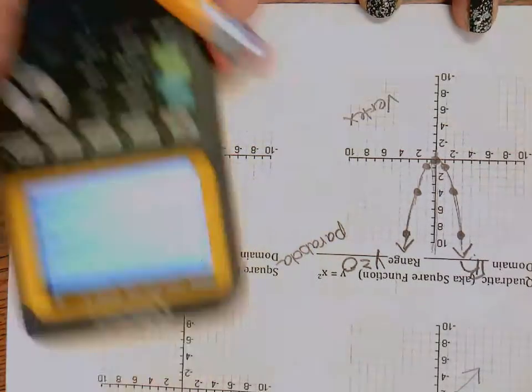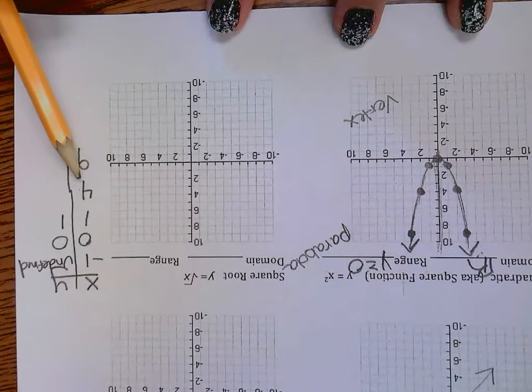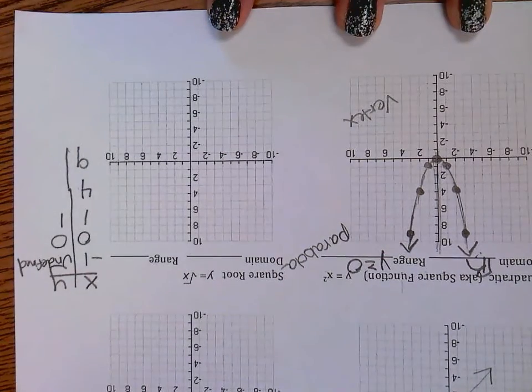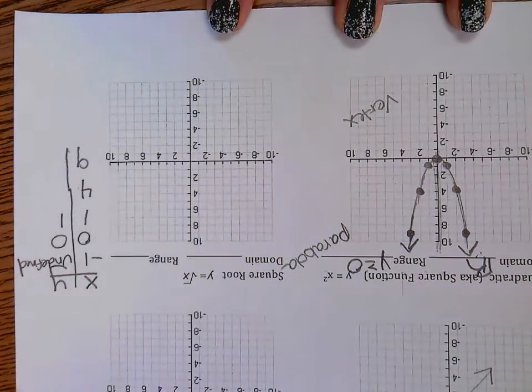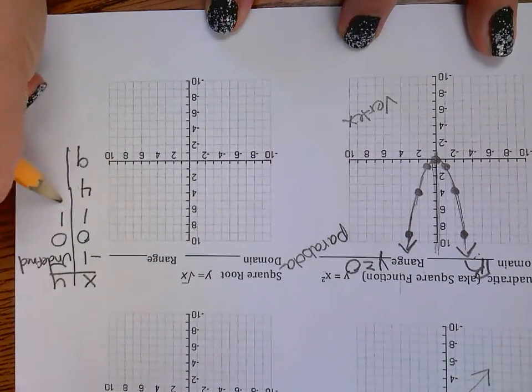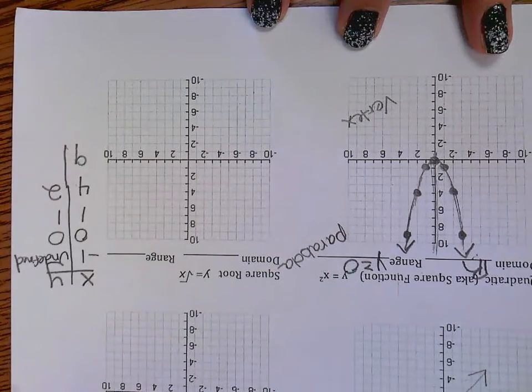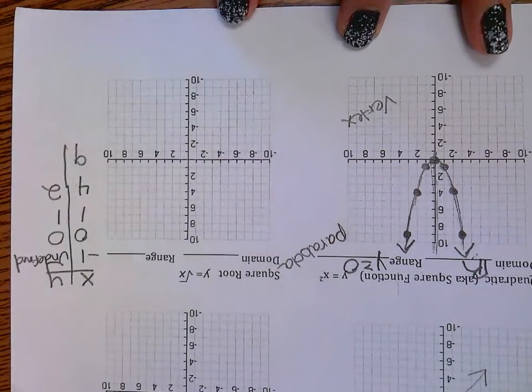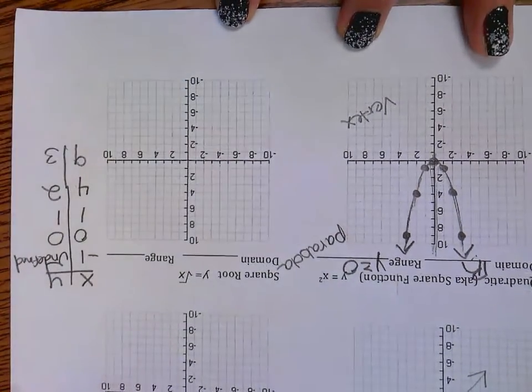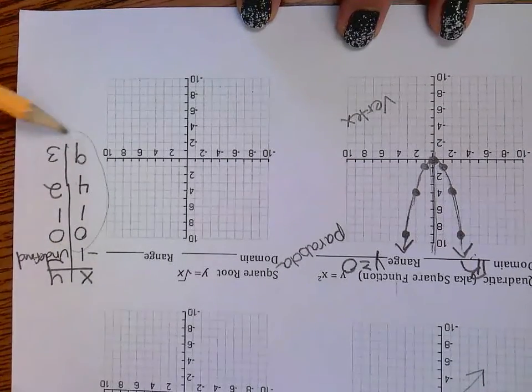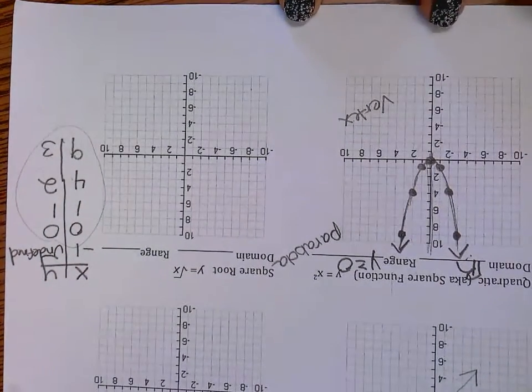Why did I pick 4 as my next key point? It's the next perfect square, right? So the square root of 4 is 2. So I just picked a perfect square there. And then I jumped up to 9, the next perfect square, because the square root of 9 is 3. So these are what I say are the key points for the square root function.